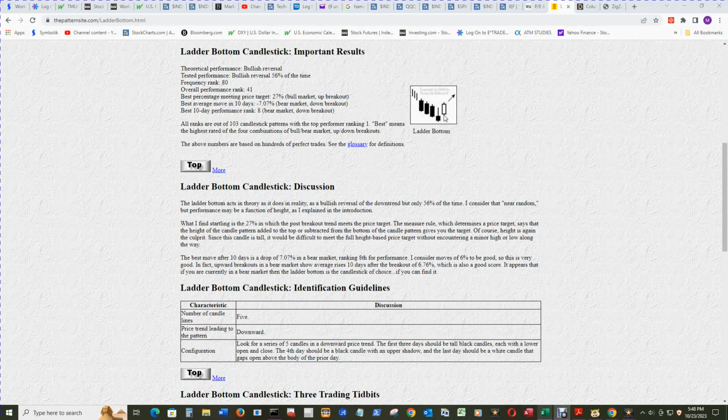So if there's a gap up tomorrow on the 24th and creates a white candle like this, so a gap up from where it closed and open, you can read it here. The last day should be a white candle that gaps open above the body of the prior day. So we're talking about gapping open above the open of the previous bar, or just the body of the previous candle. And if it does that and starts moving up, that's a buy signal as good as you can get.